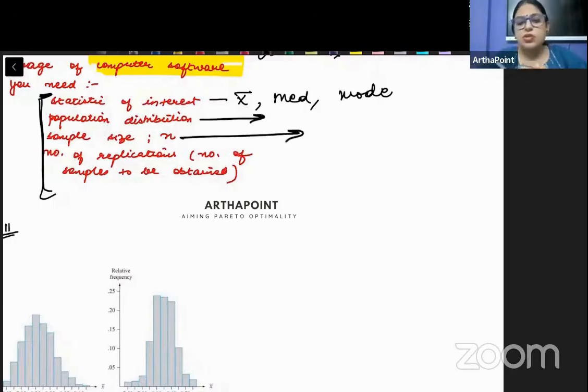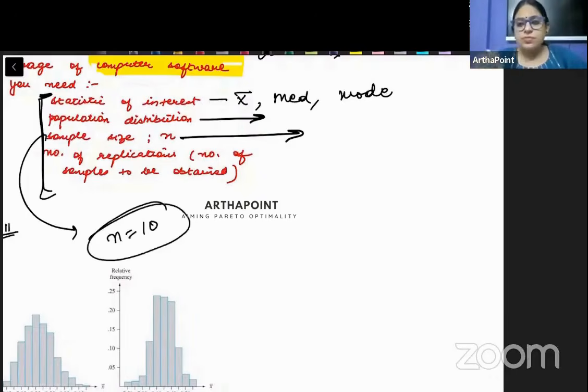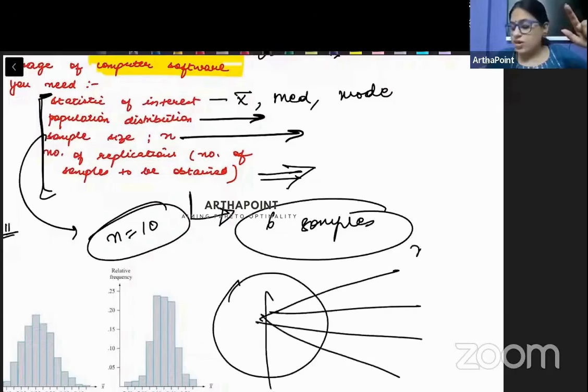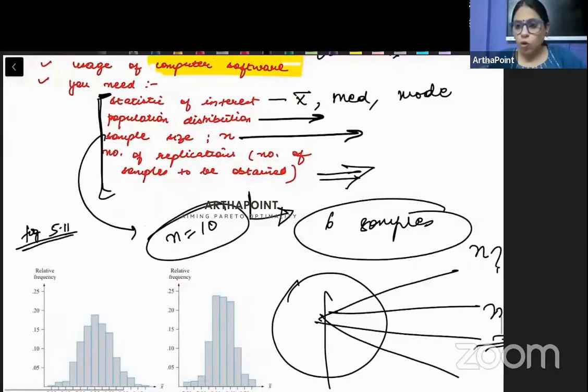The third thing is we need to know the sample size, how large a sample to draw. Again, if I go back to the example of the last class, we had a sample size of 10. We kept 10 units in one sample. And we need to know how many replications we require. For example, in the last lecture we had collected 6 samples. So how many samples to draw from the same population and how many observations in each sample, we need to know all of that.